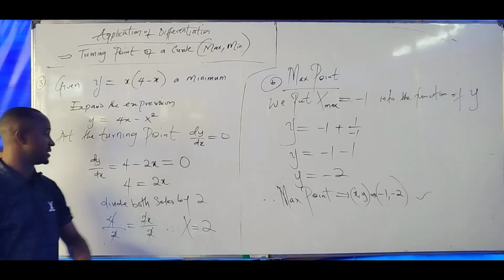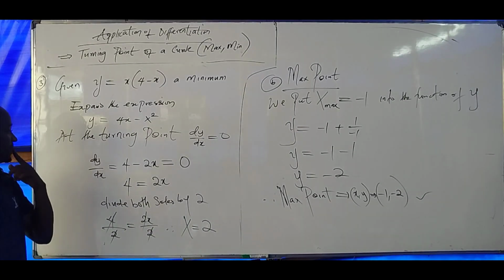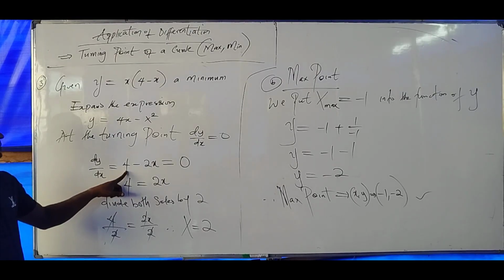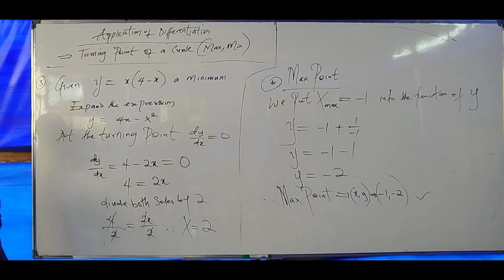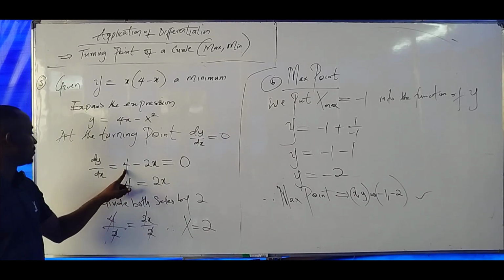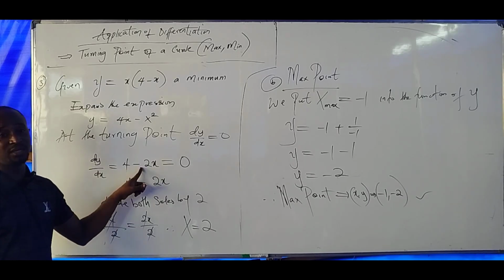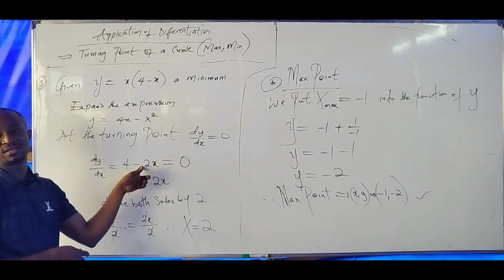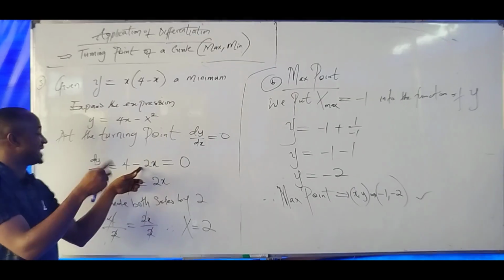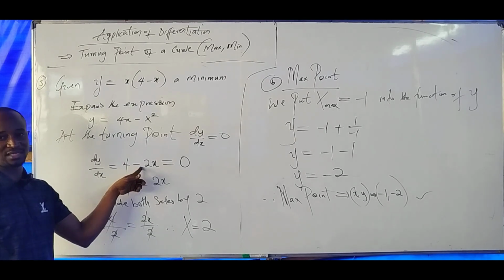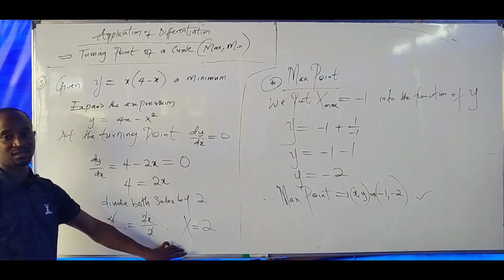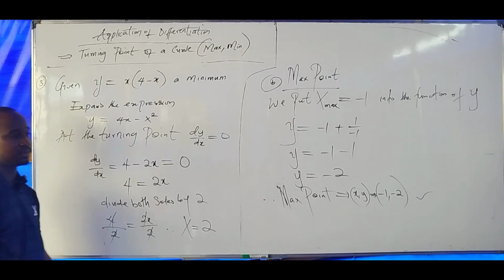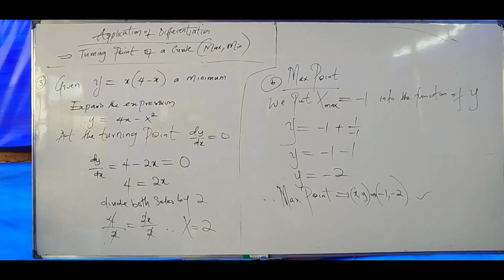But you can test by differentiating again. What do you have there? When we differentiate this, what do you have? What will be here? Minus 2, abi? Minus 2 is what? Maximum, because it's less than 0. Do you understand what I'm saying? So you just stop there. Is it clear? You understand the concept here?